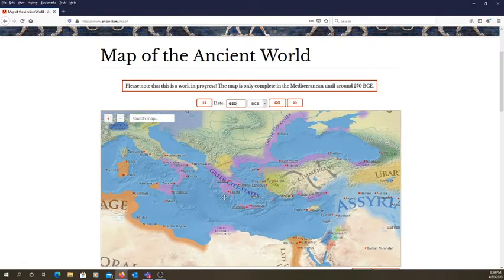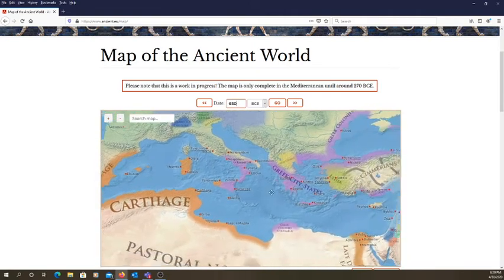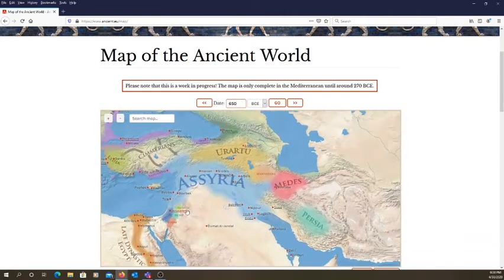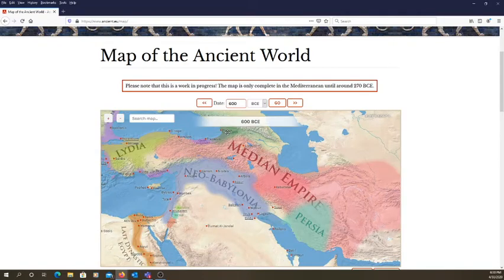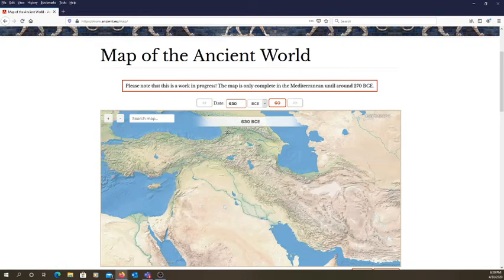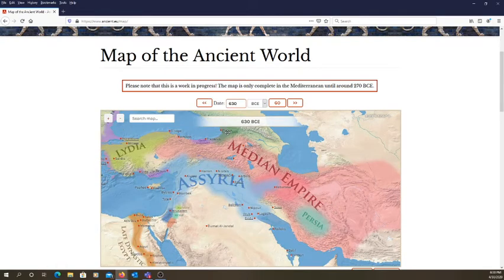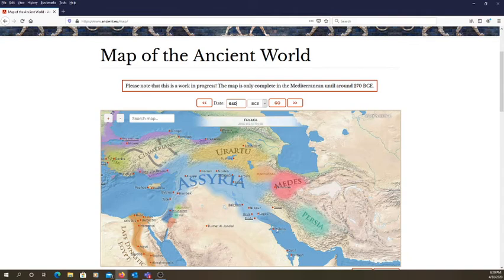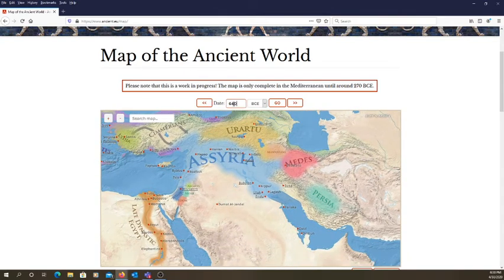Alright, 650 BC. And 600 BC. Ooh, something big happened here. Let's back that up. Let's go to 640 BC. We were just at 650, and here we are at 640. Watch the Medes. Watch what happens here. The Medes start a conquest here in 640 BC.